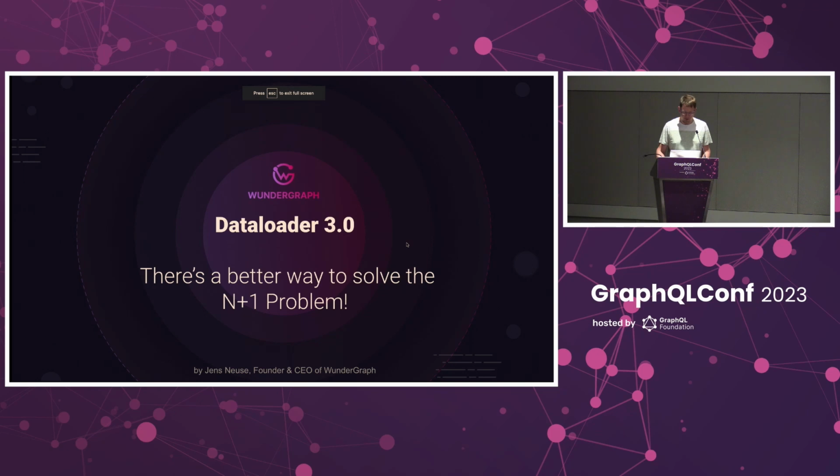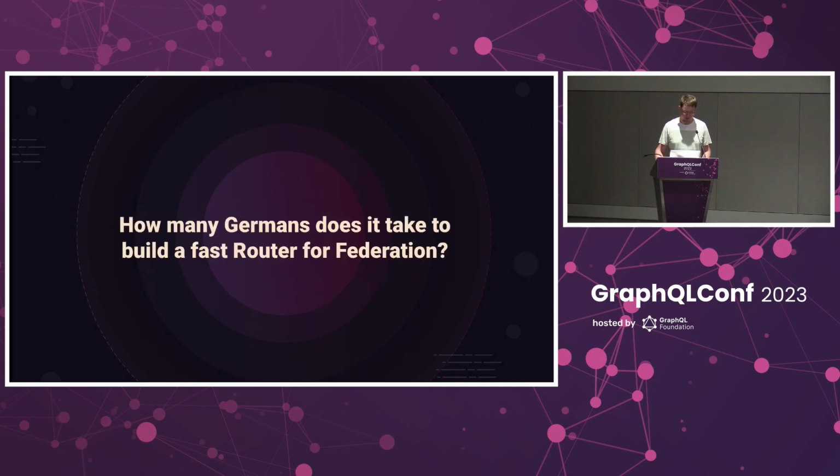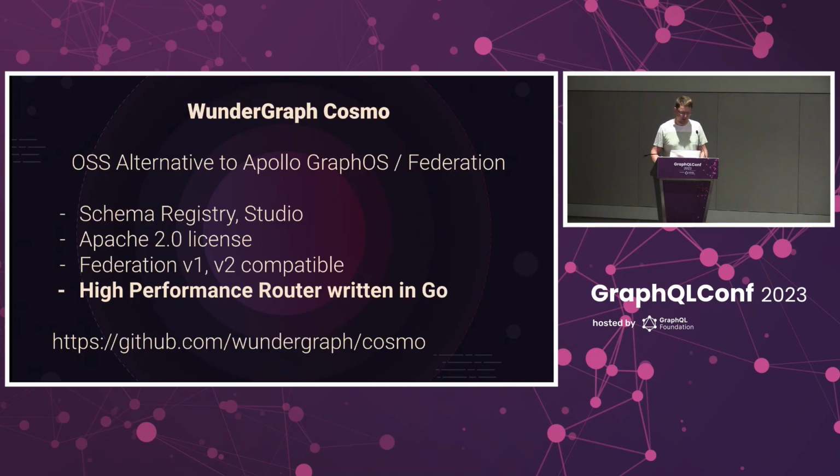Dataloader 3.0, there's a better way to solve the N+1 problem. So what do you think, how many Germans does it take? This is not comedy here. This is serious stuff. How many Germans does it take to build a fast router for federation? What do you think? Why? We're efficient and not funny. So it's 1, obviously.